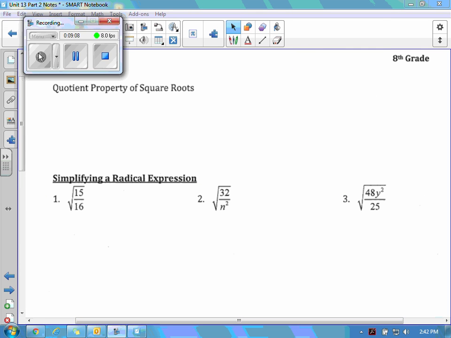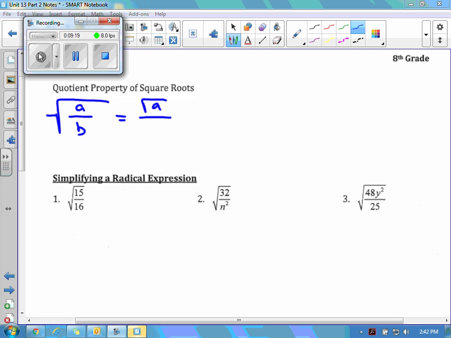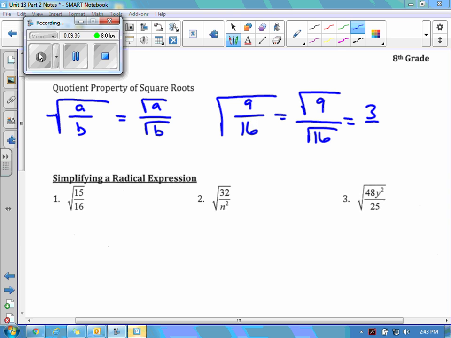On the back side, we're talking about the quotient property of square roots. So if I have a radical and I have a over b, I can split that into the square root of a over the square root of b. So just like we did with the product property, but now we're talking about division, we're talking about fractions. So say I had the square root of 9 over 16, I can split that into the square root of 9 over the square root of 16, which, if I work those out, would be 3 over 4. Okay. So let's look at some examples.